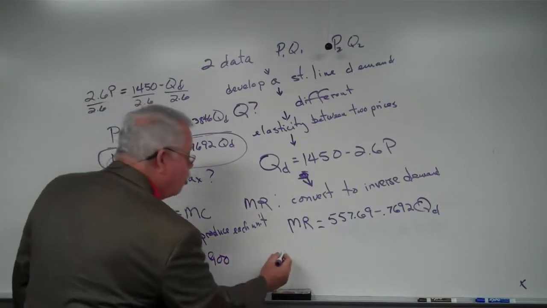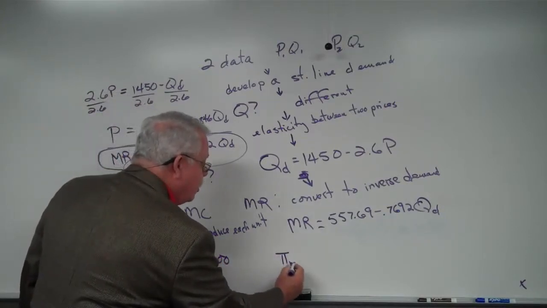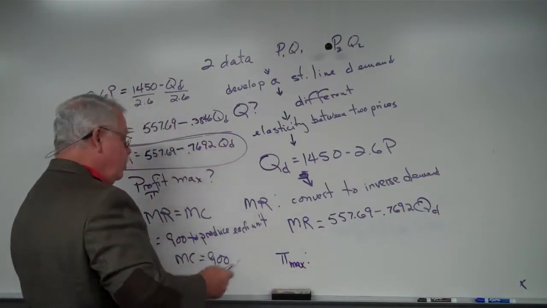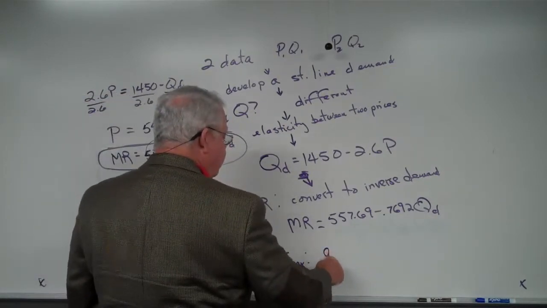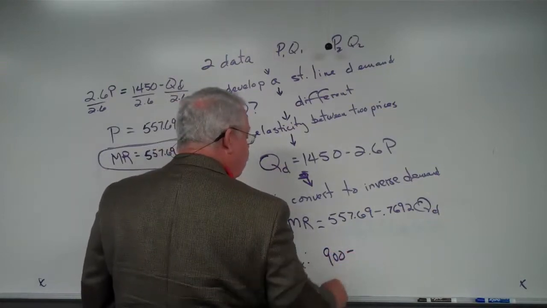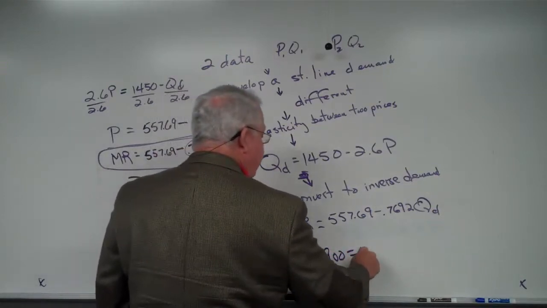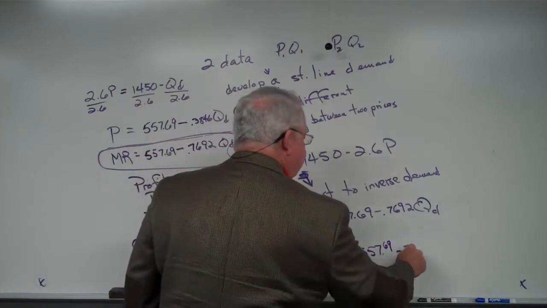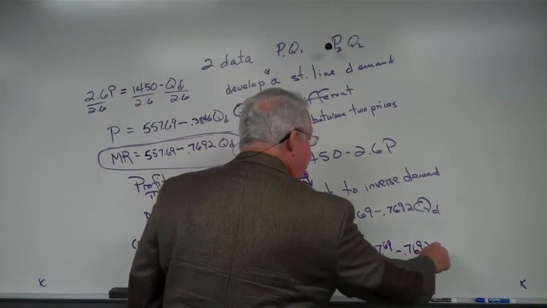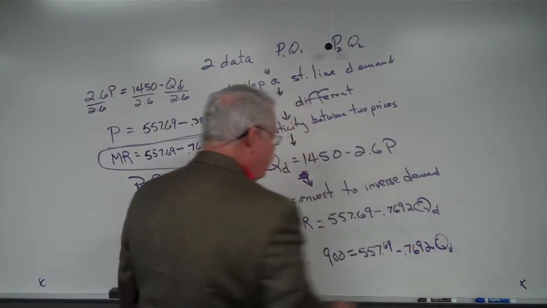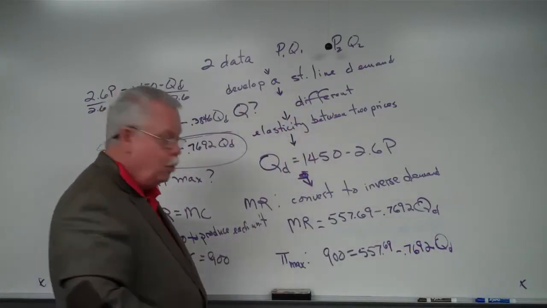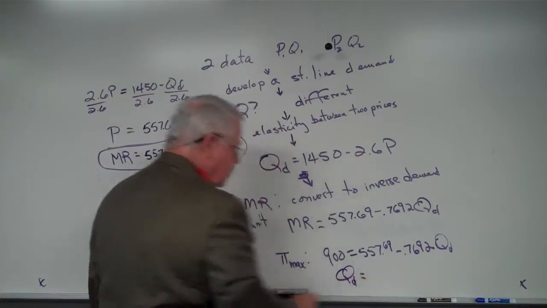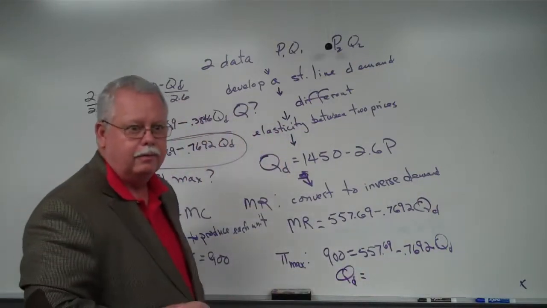So now, for profit maximization, and I'm running out of room, we would say 900 equals 557.69 minus 0.7692 QD. We would then solve this equation for QD. Anybody can do that real quick?